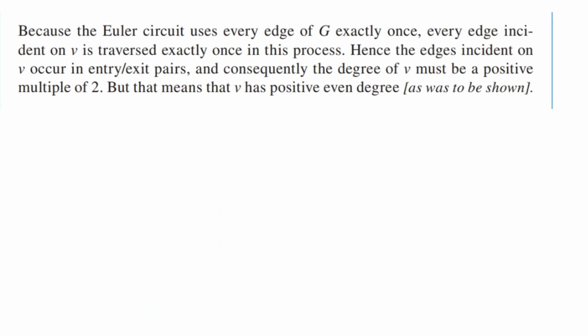Because the Euler circuit uses every edge of G exactly once, every edge incident on V is traversed exactly once in this process. Hence, the edges incident on V occur in entry-exit pairs, and consequently, the degree of V must be a positive multiple of 2. But that means that V has a positive even degree, as was to be shown. So that's the end of a much more formal proof.